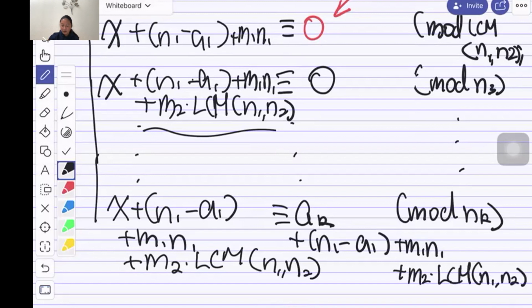And you're going to merge these two together again, and then keep repeating the steps until the right side of the last equation becomes 0 eventually. And that is the generalization of our method. And since we're using the LCM here, we don't need n1, n2, all the way to nk to be relatively prime. They can still have some common factors because we're using the LCM here.